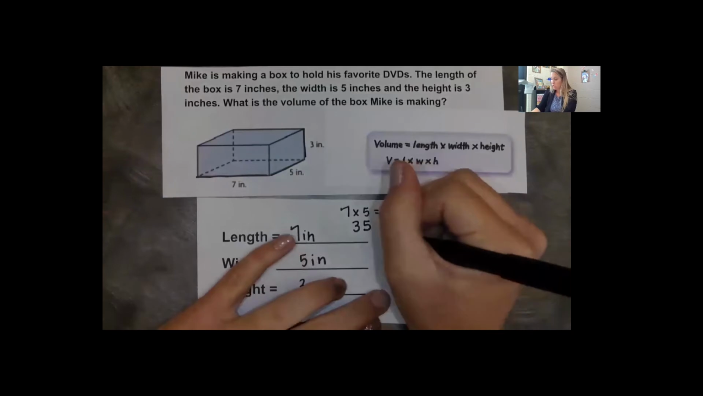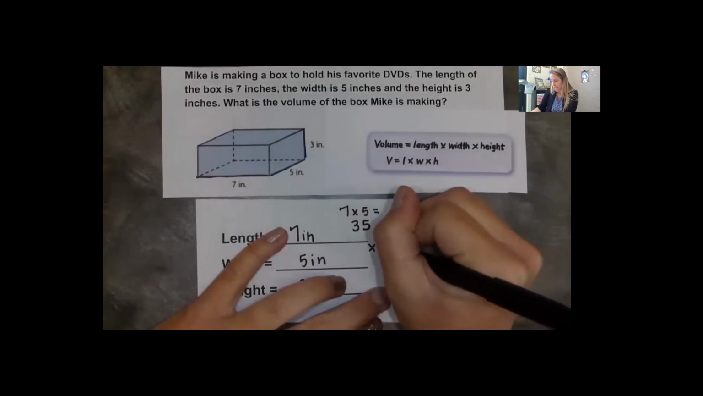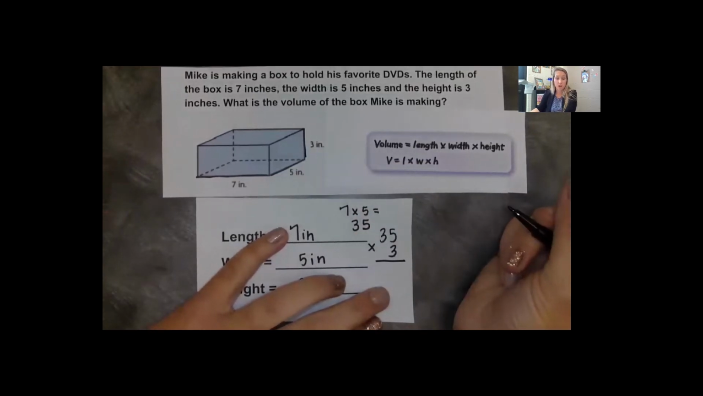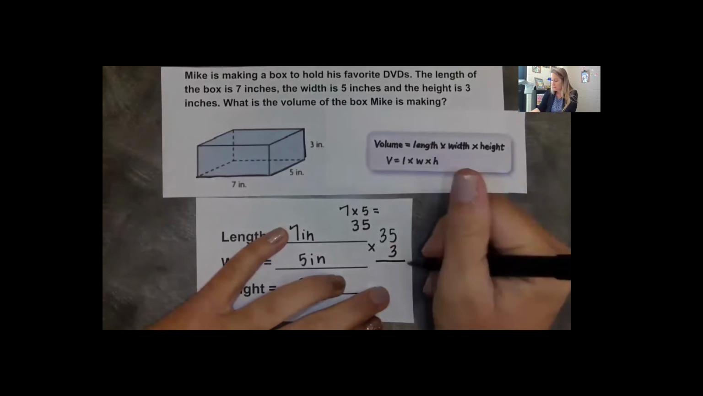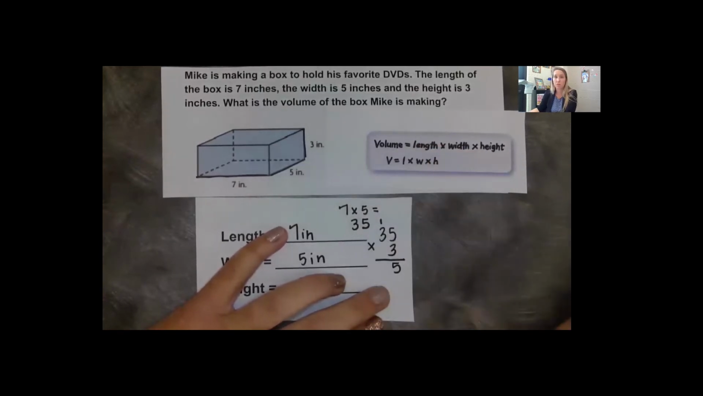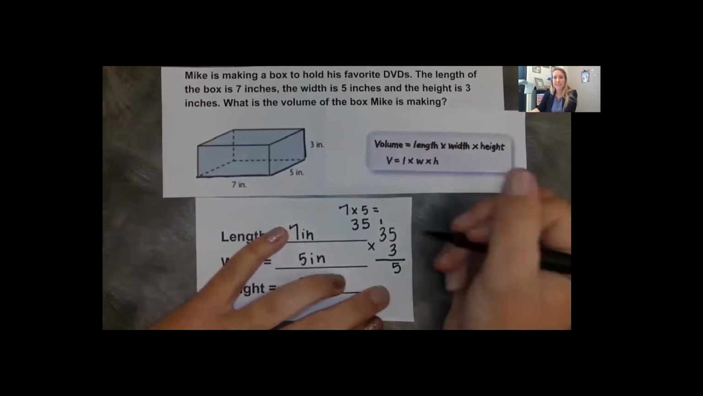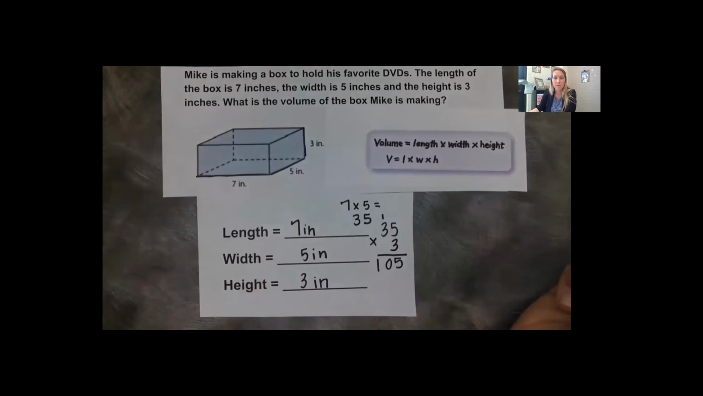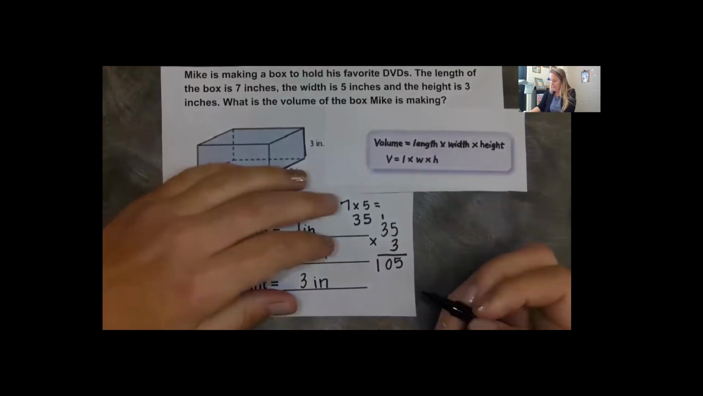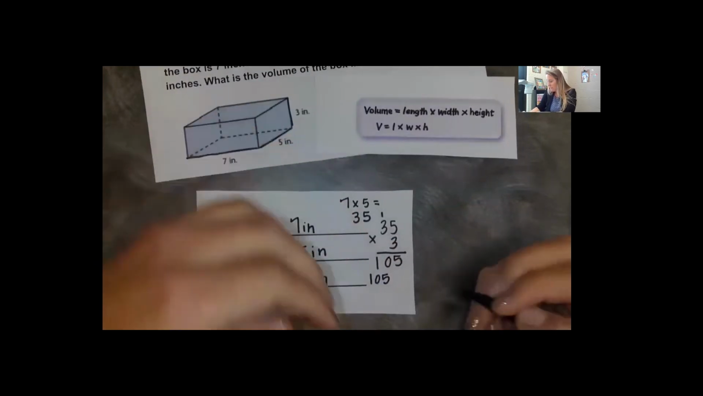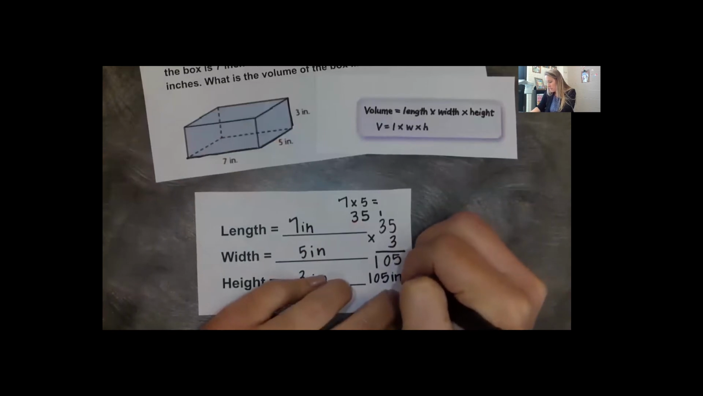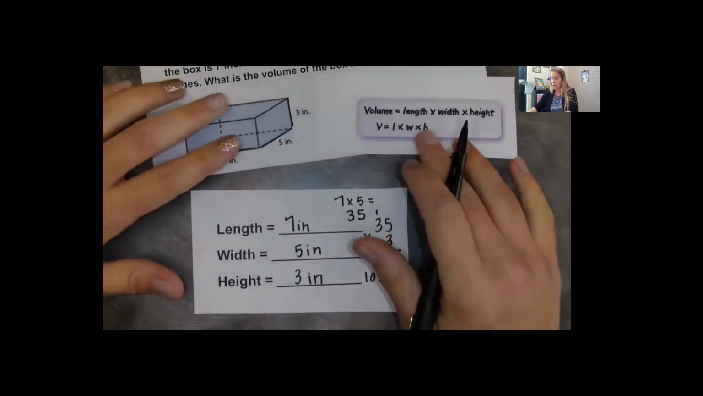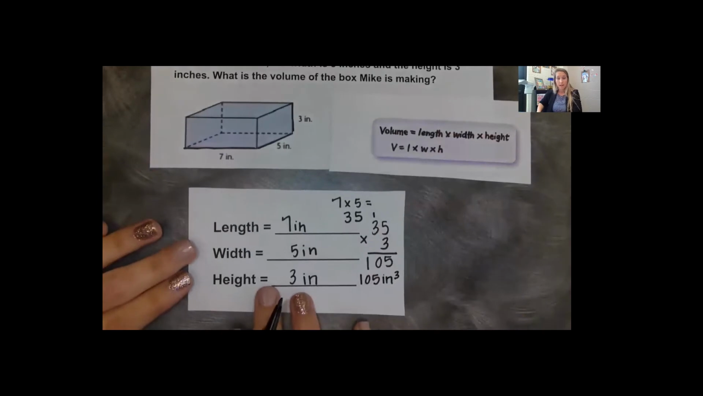3. And so 35 times 3 should get me the volume of the entire figure. 3 times 5 is 15. Regroup a 1. 3 times 3 is 9 plus 1 is 10. Did you get a volume of 105? Excellent. Do we just say 105? No, you're absolutely right. We say 105 inches cubed because we measure volume in cubic inches.